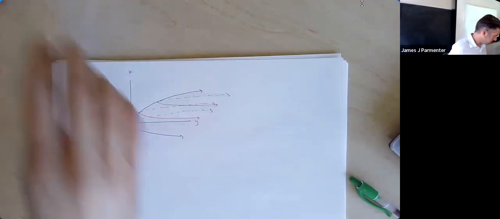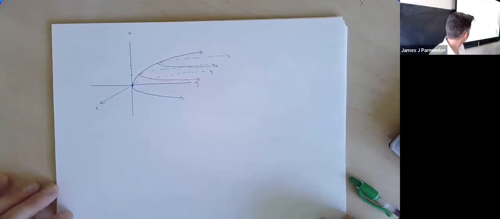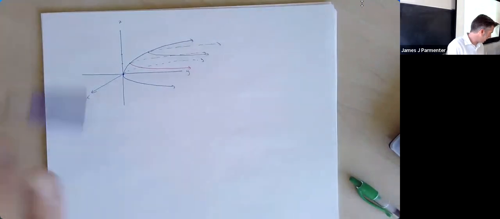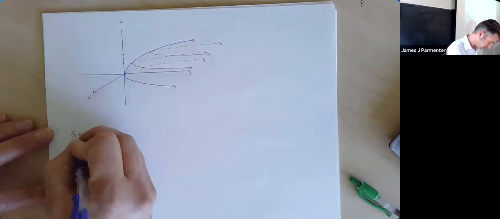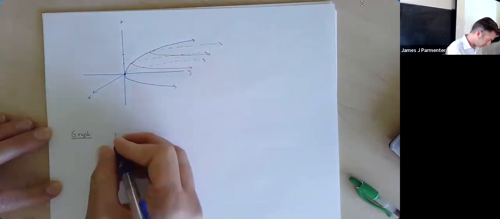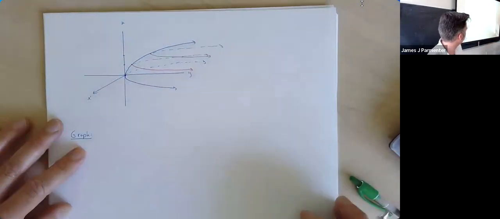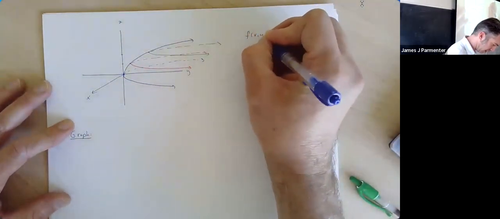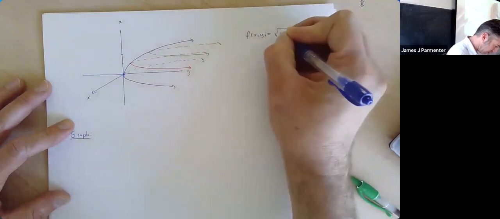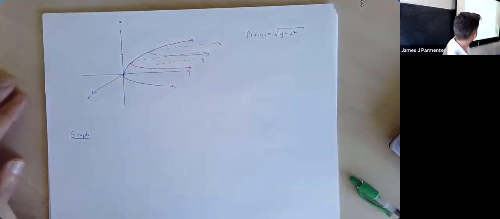Let's do a little more graphing. Yeah, sure. Let's say we want to graph the following. Oh, you know what? Actually, before we graph the following, let's also talk about the range of this. So if we had f of x, y equal to the square root of y minus x squared.